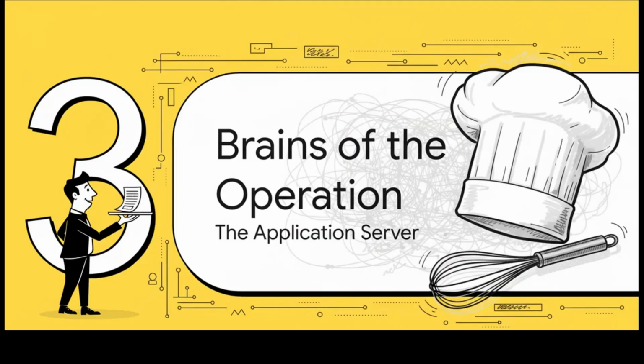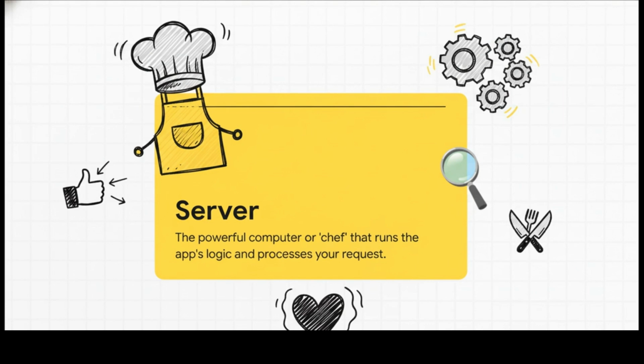Okay, so our waiter, the API, has the order. What happens next? Well, it hands that order ticket over to the head chef. And with that, we are now officially inside the kitchen. We're in the back end. This is the server. And in our kitchen, the server is the head chef, the brains of the whole operation. Now, it's not just a big computer sitting somewhere. It's running the actual application logic, the code that makes the app smart. So when your like request comes in, the server knows exactly what to do with it.